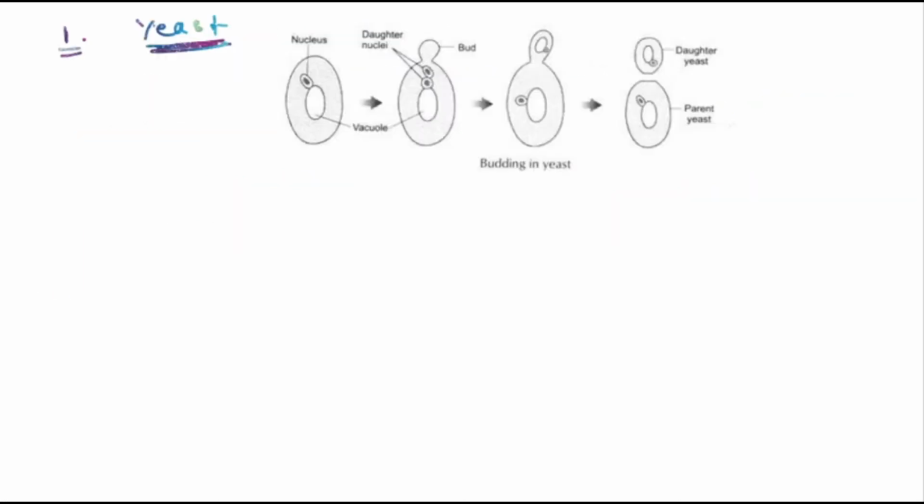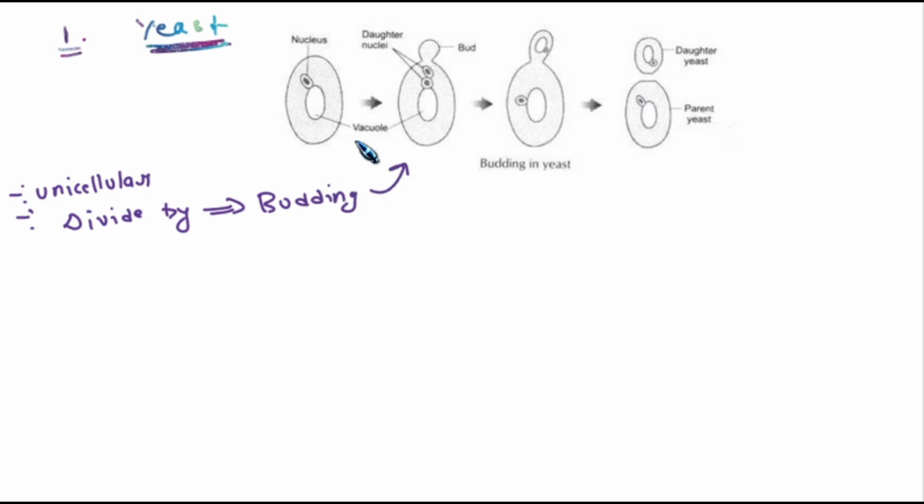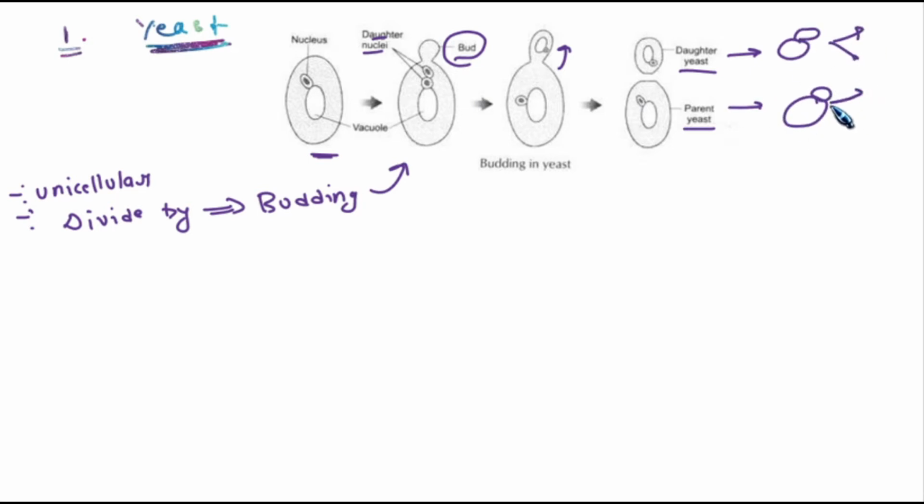Now let's discuss yeast. Yeast is a unicellular form of fungi, and it divides by the formation of buds. It divides by budding. You can see here the bud emerging out from the parent yeast, and the daughter yeast. The daughter yeast further gives new buds, and the parent yeast also gives new buds.